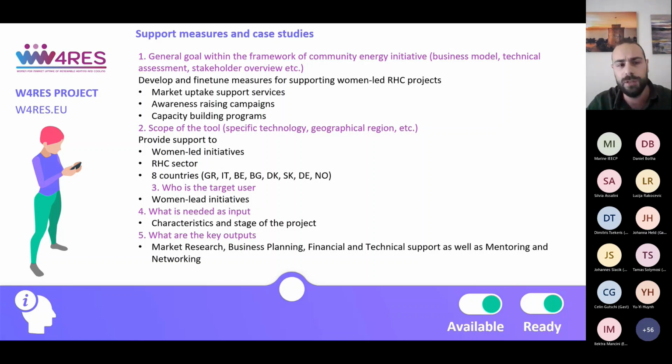The scope of this tool is mainly to provide support in the women-led initiatives that I will explain in the next section, and to provide support in the renewable heating and cooling sector across the 8 countries of our project. Our countries are Greece, Italy, Belgium, Bulgaria, Denmark, Slovakia, Germany, and Norway.